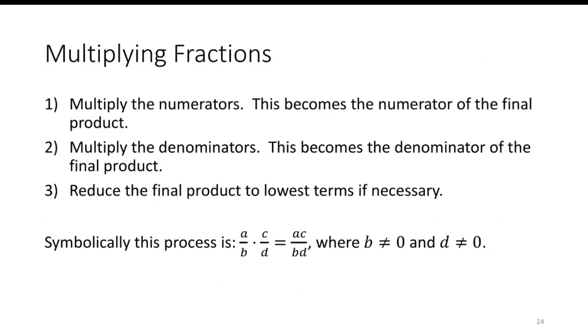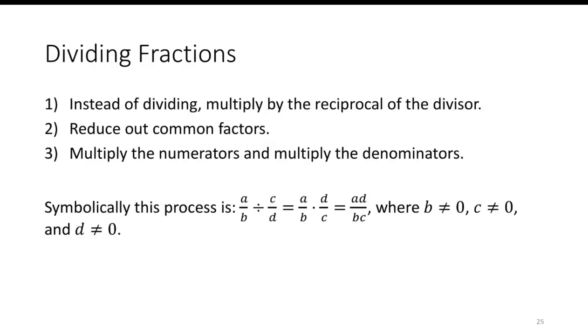So when it comes to multiplying mixed numbers, you multiply the numerators, which becomes the numerator of the final product. You multiply the denominators, which becomes the denominator of the final product, and then you reduce to lowest terms if necessary. For division, instead of dividing, you multiply by the reciprocal of the divisor. Then you reduce out common factors, multiply the numerators, and multiply the denominators.